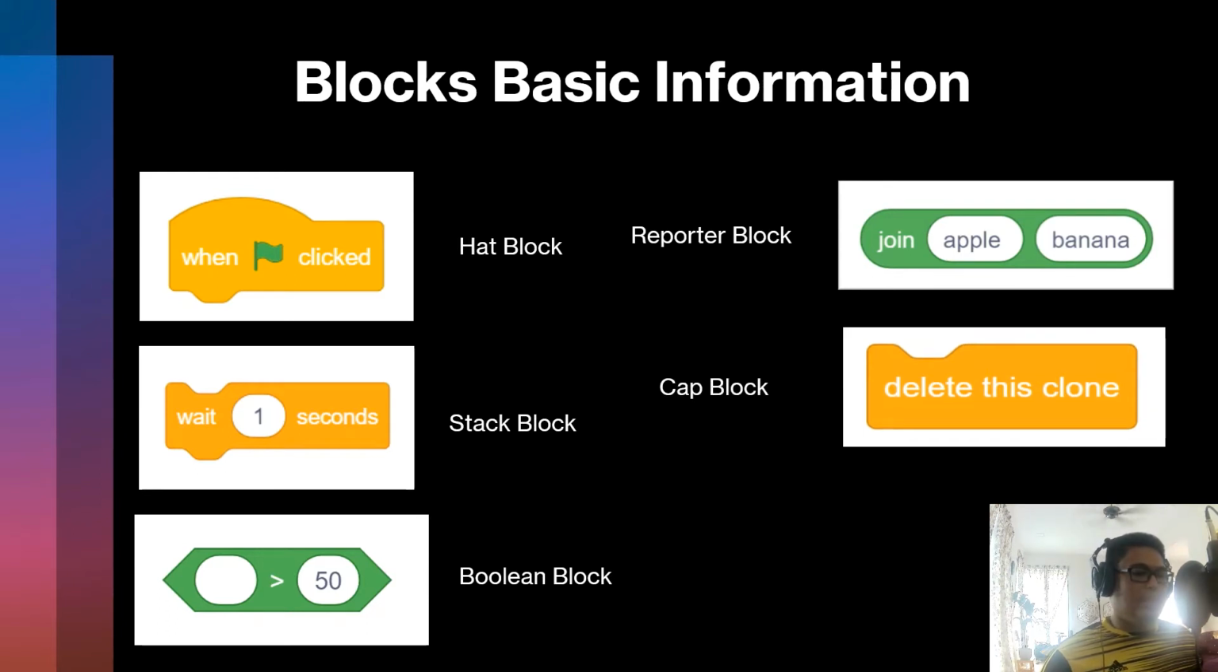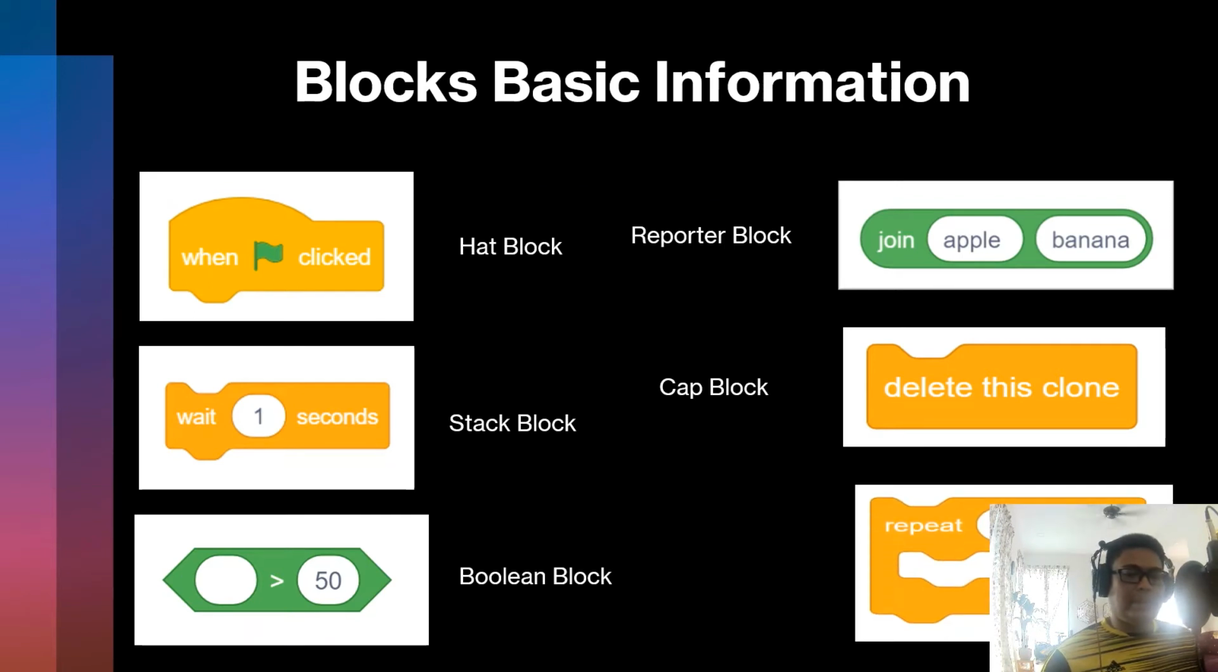Cap block. Cap block is only used to put codes at the bottom of the codes only. And the last one, C block. C blocks are usually used for functions, and they can be put beside, inside and downside.